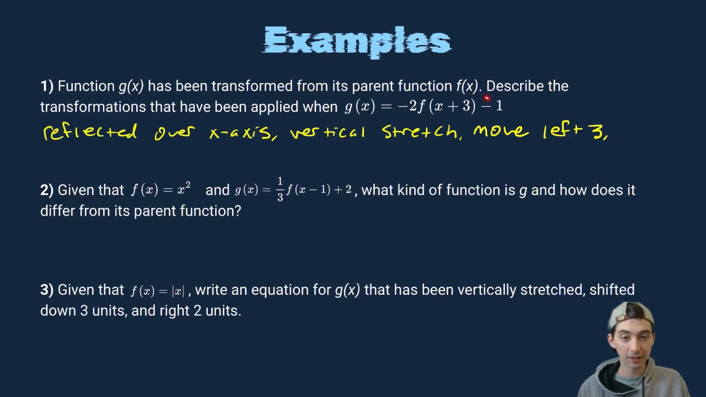And then finally on the outside, this is our k. And since k is negative, we're going to move down 1.